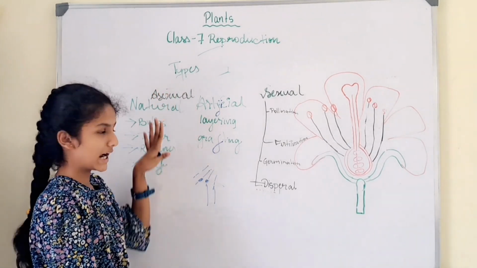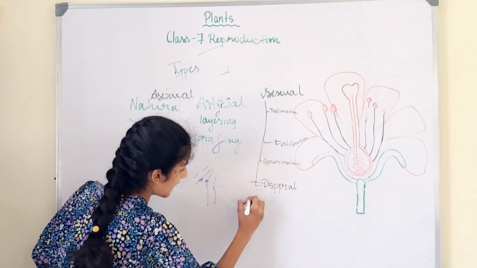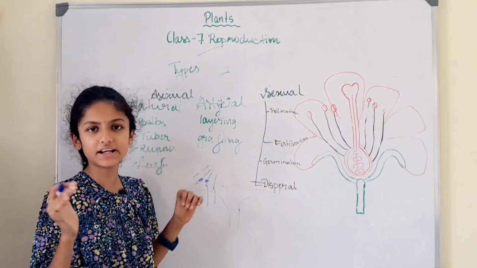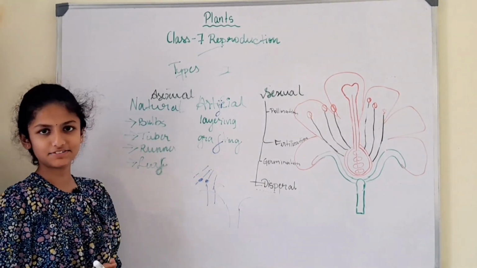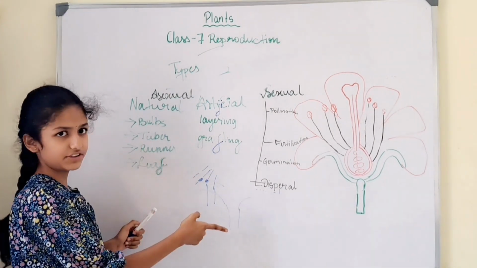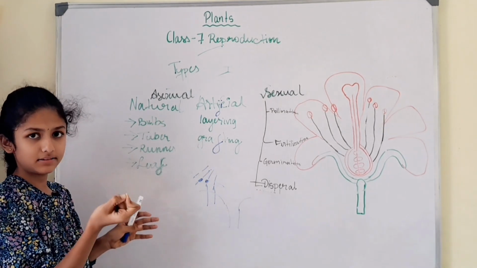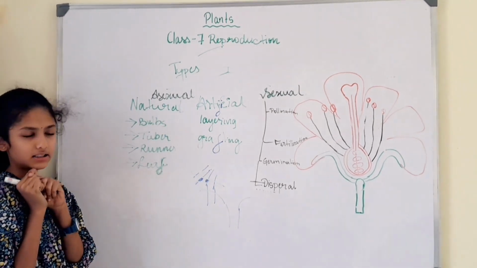By using this artificial reproduction, one tree is there that has 40 different types of fruits. Wonderful, isn't it? Now we have completed artificial. In artificial, we are using these methods, when we use a bud, and one more thing is cutting.